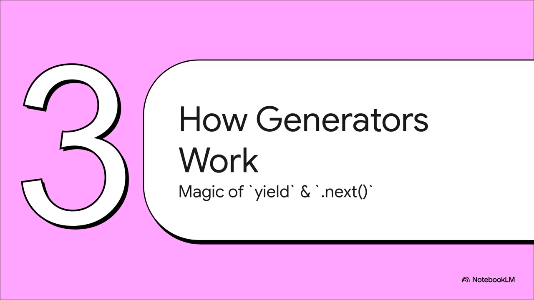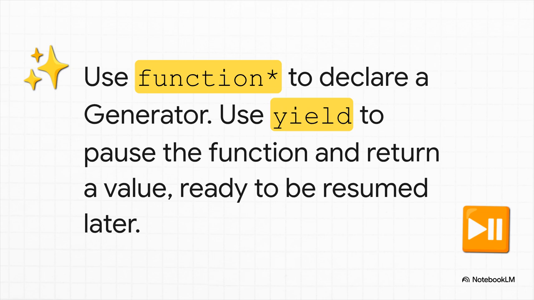Okay, so this whole pausing thing sounds cool, but how does it actually work? Like, what does the code look like? Well, it all comes down to some special keywords. It really comes down to two things. First, you see that little star, that asterisk right after the word function? That's the secret handshake. It tells JavaScript, hey, this is a generator, not your run-of-the-mill function. And then there's that yield keyword. Think of it like a stop sign. It pauses the function right there and passes a value back out to whatever called it.